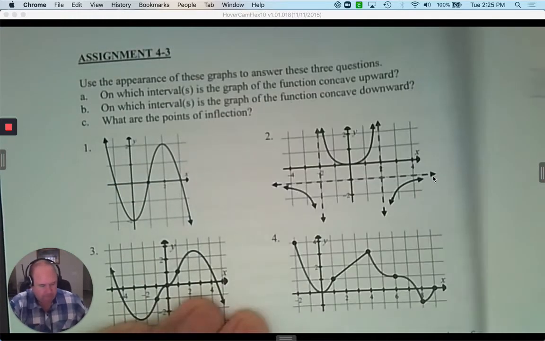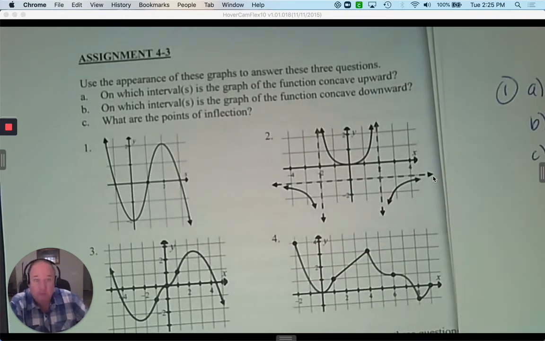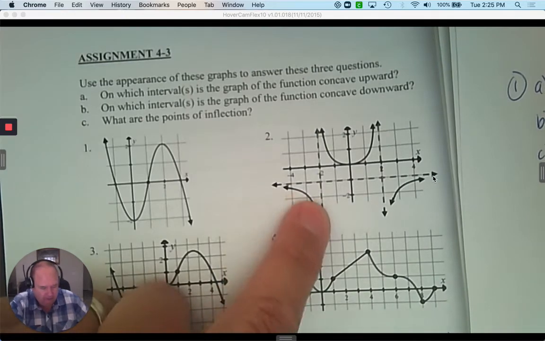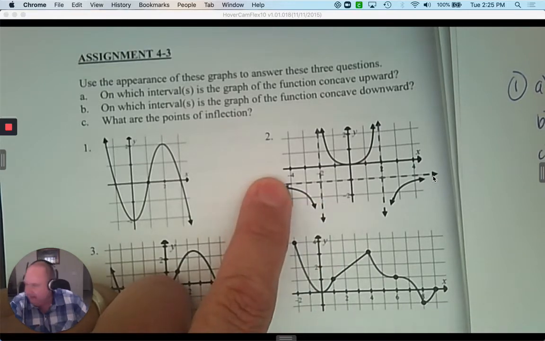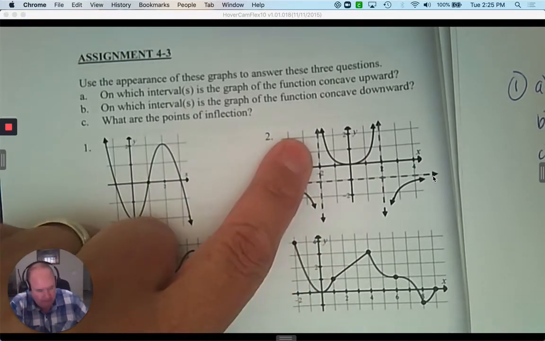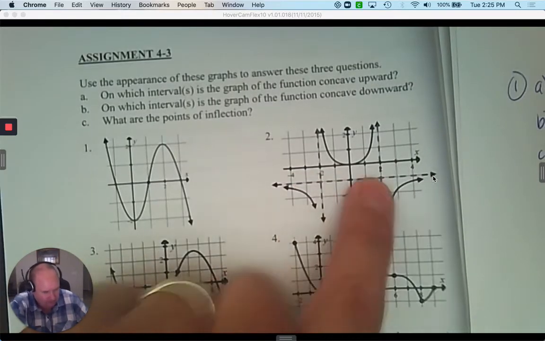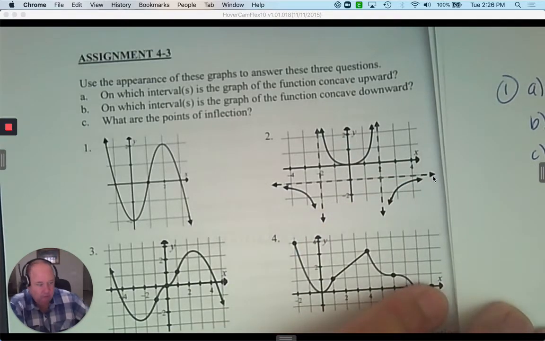Number 2. Where is it concave up and where is it concave down? So let's look first. What is it doing? If I continue this and had an understanding, it's frowning. It's curving downwards. So it's concave down. The only part that's concave up is in the middle. And where does it go from? From negative 2 to positive 2.